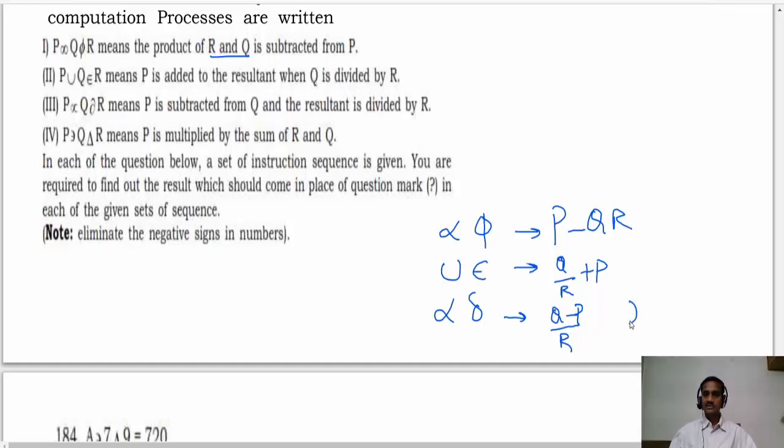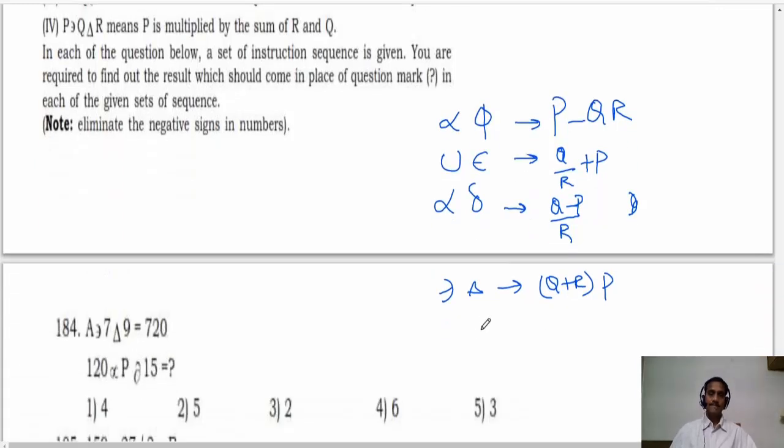And what is the next rule we have? And the next rule is this one. And delta. Now P is multiplied by the sum of R and Q. P into Q plus R into P. First, the given data must be written very carefully. Based on that we need to solve. Now it comes under which category here? The last one. 720 has come. How does 720 come from these two combined? Now what is the logic? Q plus R.